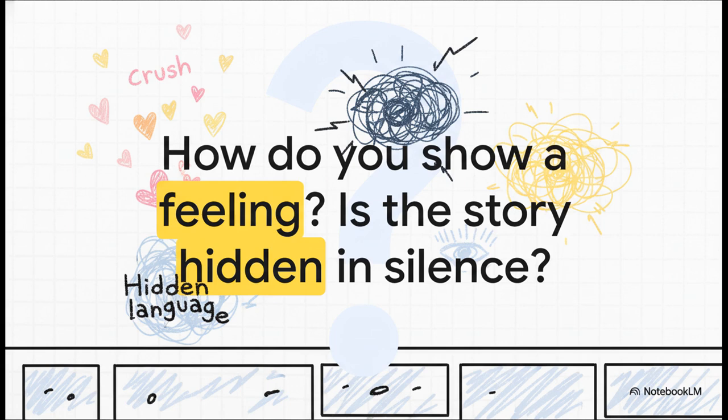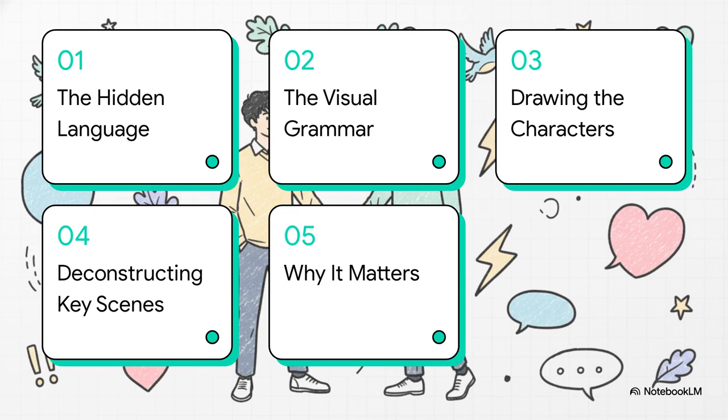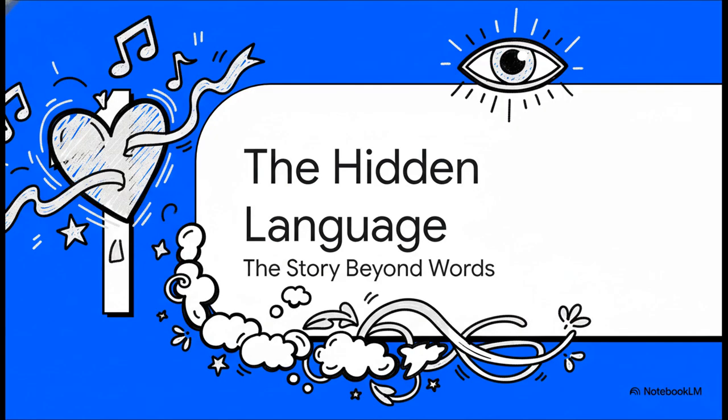The real magic of Heartstopper is in all the stuff that isn't said out loud. And today, we're going to learn how to read that hidden language. So, here's our game plan. We'll start with the hidden language and some key terms for our visual grammar toolbox. Then we'll see how the characters are drawn, break down some huge scenes, and finally, talk about why all of this matters so much. All right, let's jump right in.